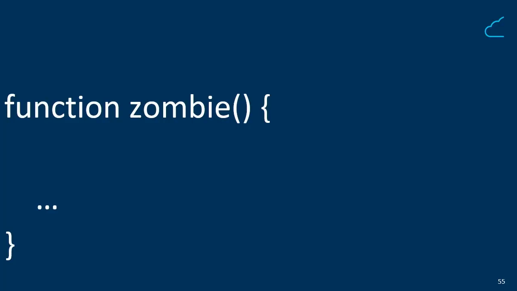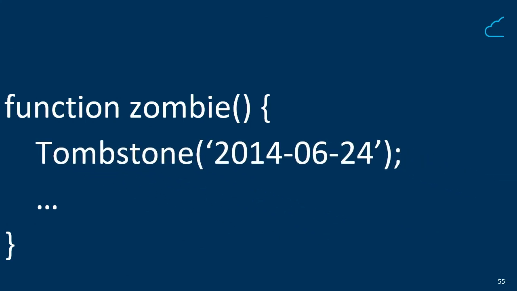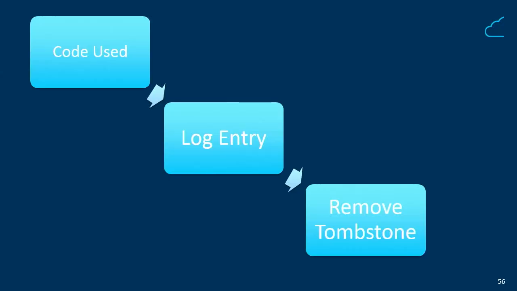So now when we find code in the code base that we think is dead, we don't just blindly remove it. The first thing we do with it is we insert a tombstone. The tombstone has the current date, and it's a marker in the code to tell future engineers looking at this code that this may be dead. Now, when the code goes live, if the tombstone's hit, it triggers a log entry. The log entries are harvested by a bot, and what does the bot do? It goes back to the source and removes the tombstone, because that code's not dead, it's proven to be alive.